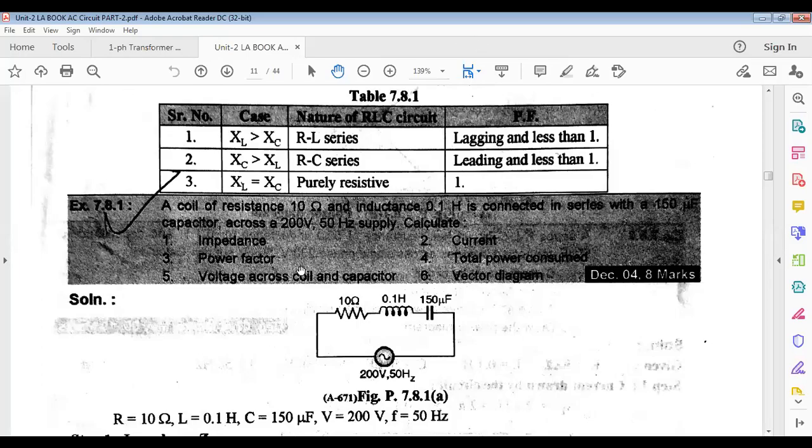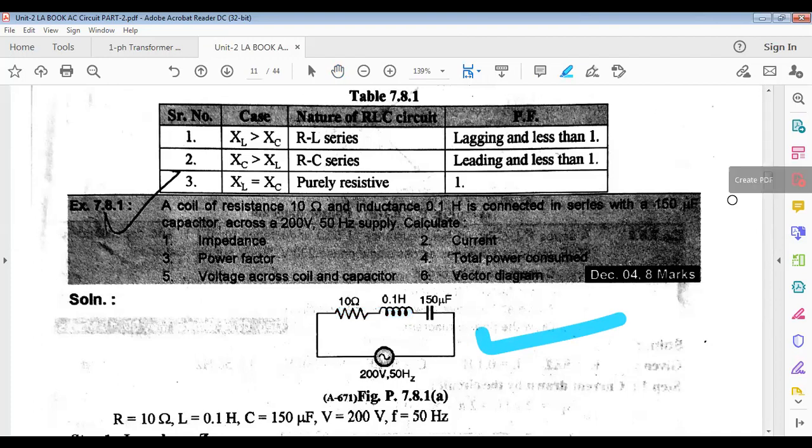I'll read the numerical. The background is dark so you cannot see it, but below the circuit, whatever text is there, you can observe it. A coil of 10 ohm resistance and inductance 0.1 Henry. Means one coil is given with the resistance and inductance mentioned, and the values of resistance and inductance are given.